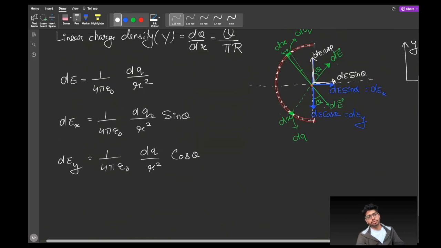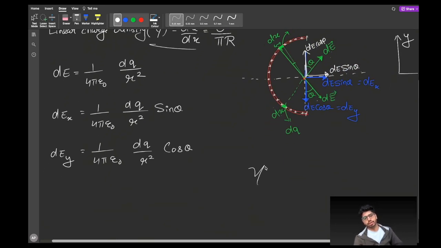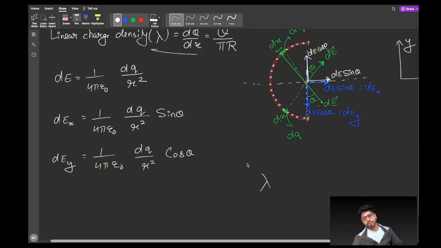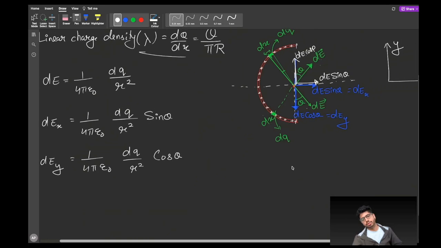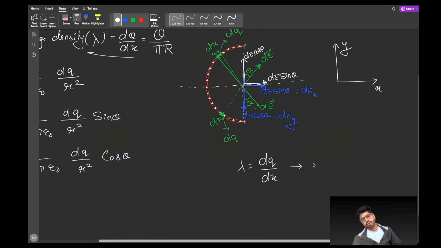Then you have to substitute the dq. So let me come to this equation again. We define the lambda like this. The lambda is defined as the charge per unit length, dq over dx, and dq is going to come out from there as lambda dx.